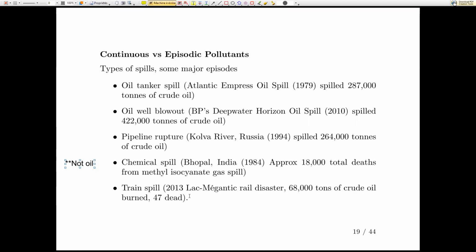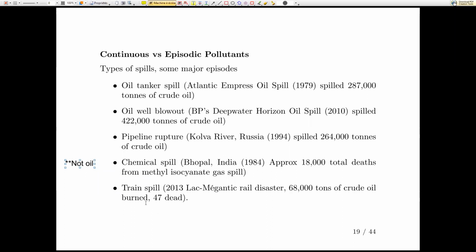So in Lac Mégantic in 2013, nobody remembers that. A train spill, and it was a huge train. I've just done the computation, it contained 68,000 tons of crude oil. And it burned in this. And what's much worse is this is at the center of the city. So yeah, it's bad for the sea animals and stuff, but this happened in the middle of the city, so it killed 47 people.